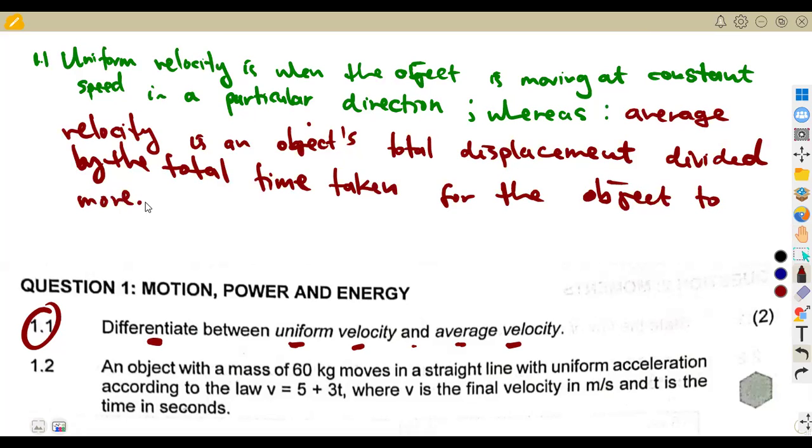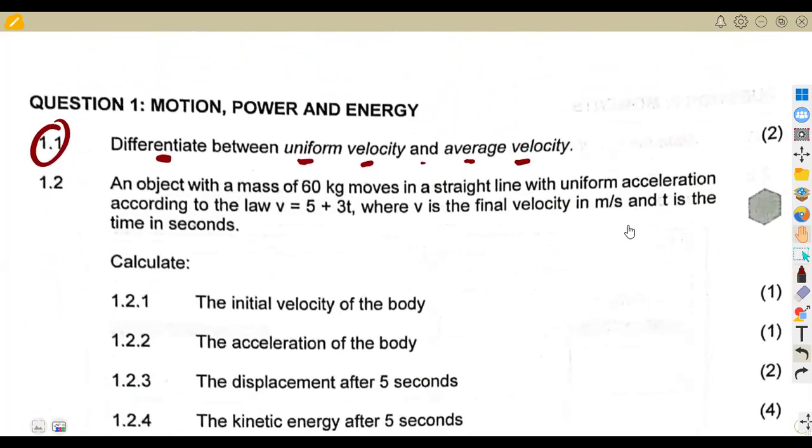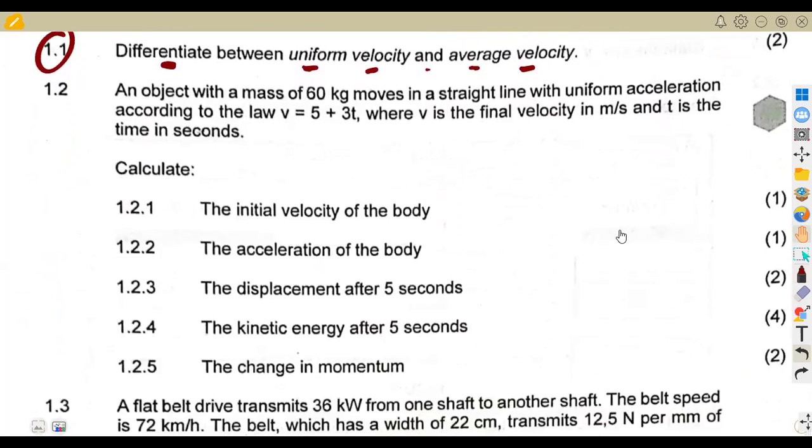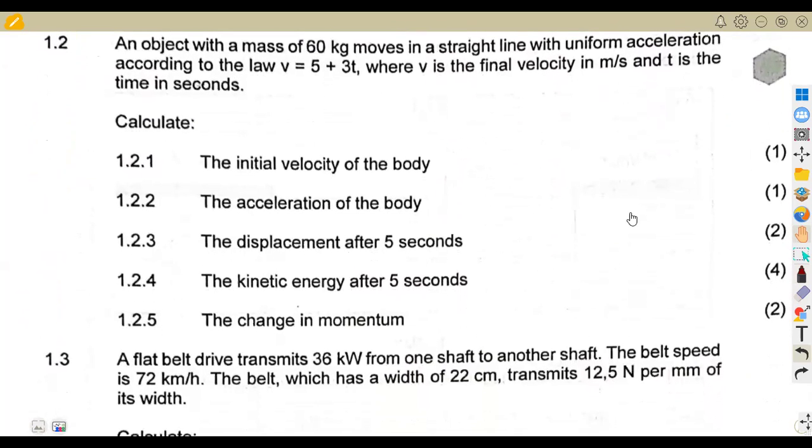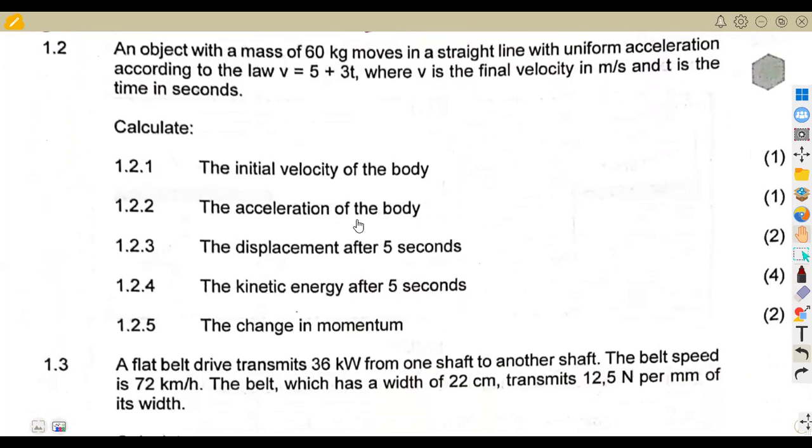So I think this is enough. The uniform velocity is when the object is moving at constant speed in a particular direction, whereas the average velocity is an object's total displacement divided by the total time taken for the object to move. That is the idea: whether there is an increase in speed or what, for the average velocity, just take the total displacement that was covered, everything as it is. So that was it, guys.